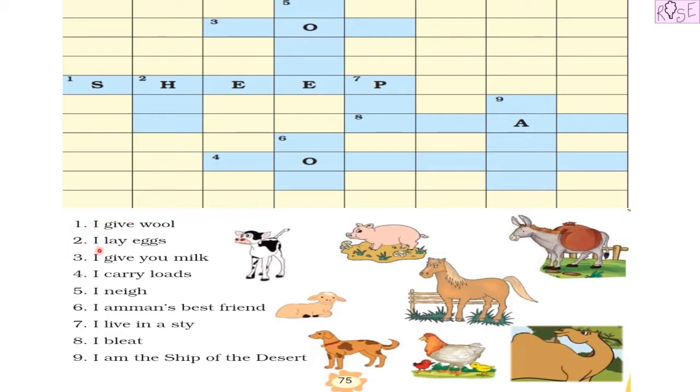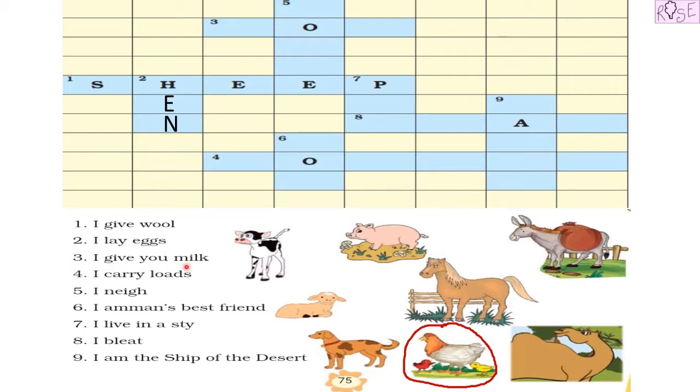Okay, so the second is I lay eggs. So among these animals, which animal lays eggs? The animal that lays eggs is this. And what is the name of this animal? This animal is known as hen. So we'll write hen. But where do we have to write hen in this crossword? We have to write hen here, because here number 2 is written and we are solving clue number 2. So we'll write H, that is already given to us. Then we'll write E and then N. H-E-N, hen.